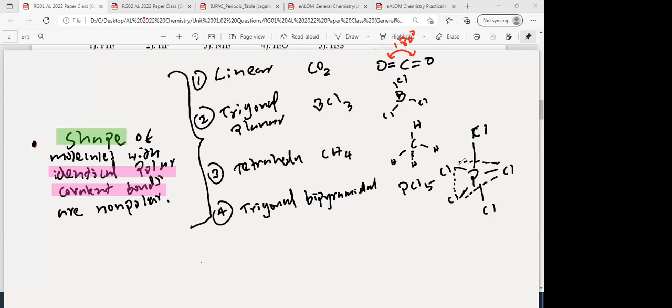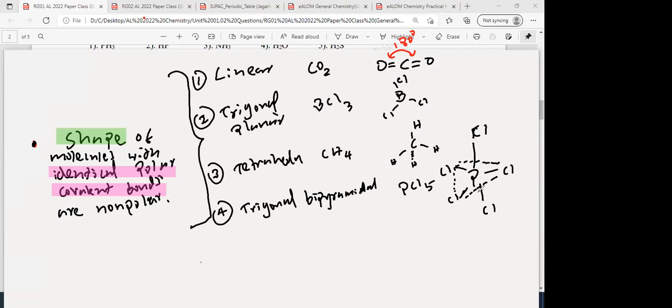In the horizontal equatorial plane, the angle is 120 degrees. Axial means the vertical one, and between the axial and the horizontal ones the angle is 90 degrees. The one below, also vertically down, is also 90 degrees to the horizontal ones. So all these dipoles finally get cancelled off, and PCl5 is a non-polar molecule.